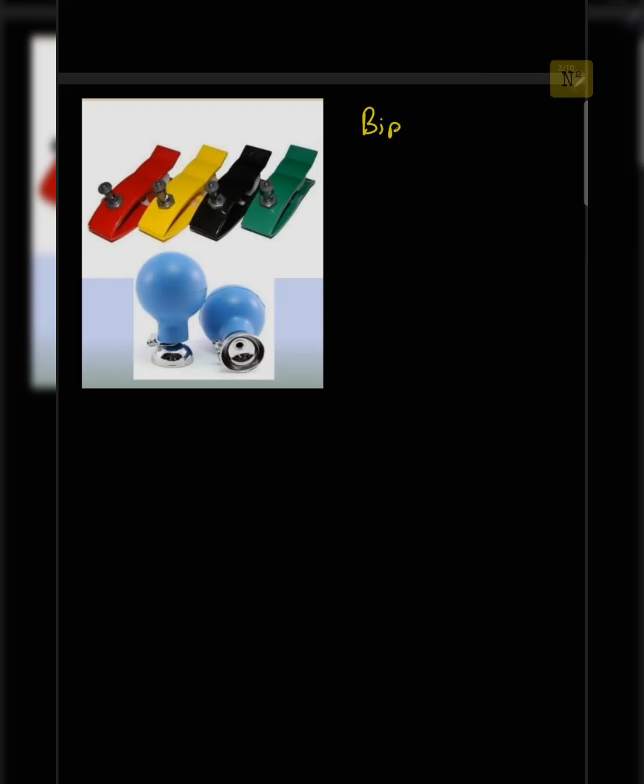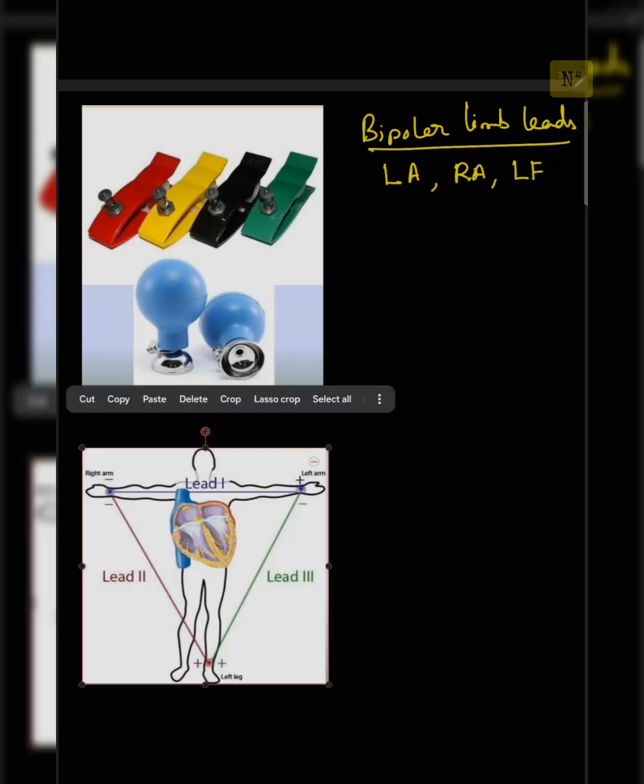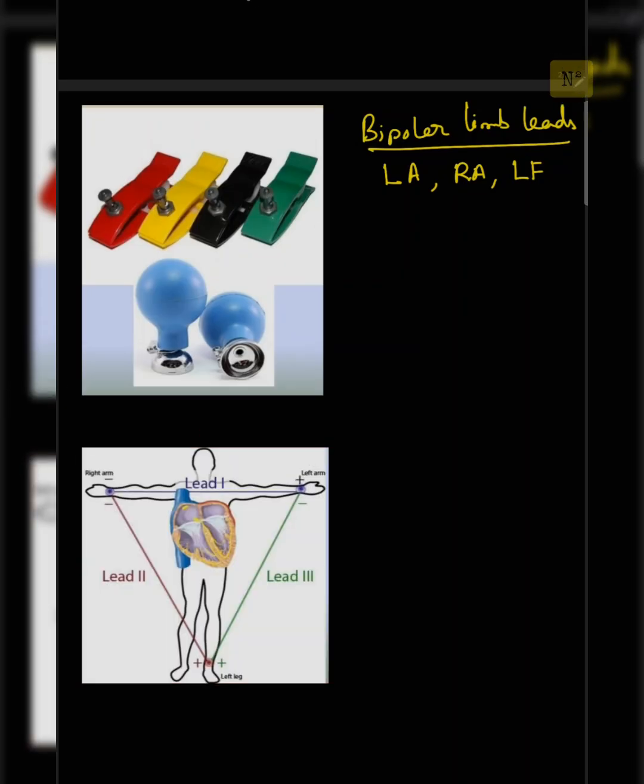Now, how are the bipolar limb leads connected? I told you there is a left arm lead, a right arm lead, and a left foot lead. We know that these are the standard leads that we usually use for our instrument. We attach this to the right arm, this to the left arm, this to the left foot, and this as a negative, neutral terminal to the right foot.